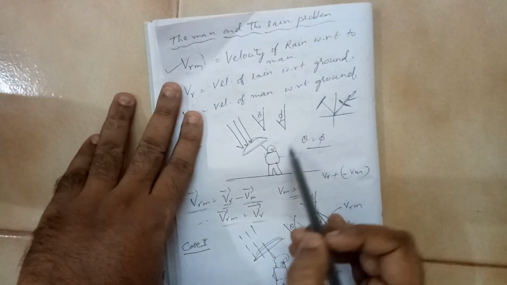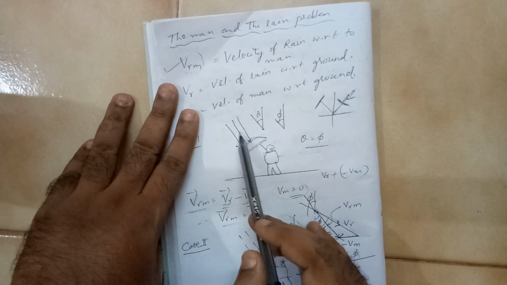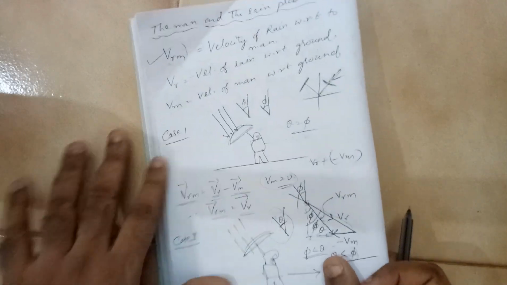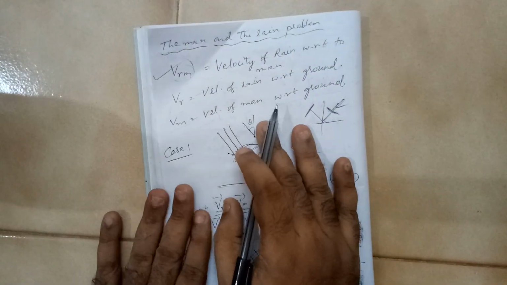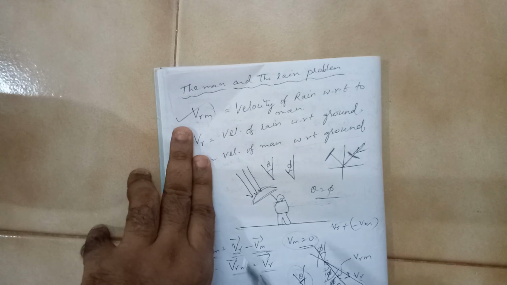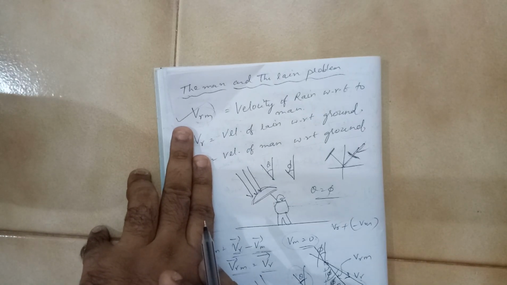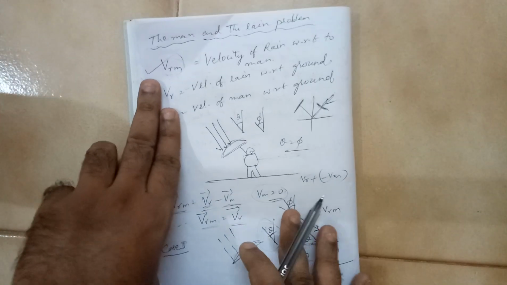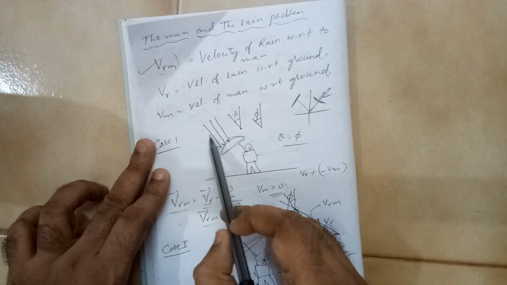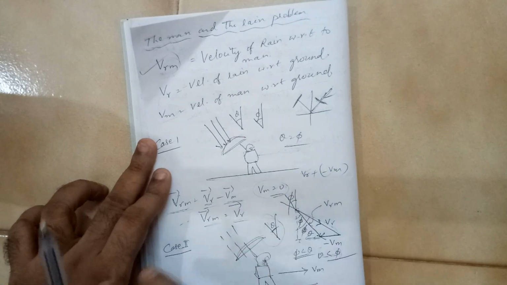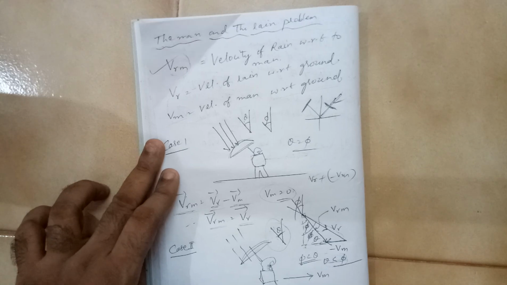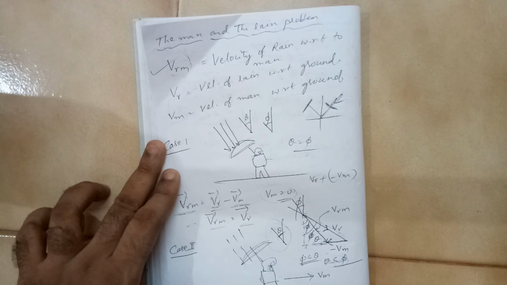We have many times experienced also that when it is stationary you have to hold the umbrella in the direction where it is falling. In this whole situation, whether it is a man and rain problem or a cyclist and rain problem, the approach is the same. So in this whole discussion we are saying that this is the velocity of the rain when there is no wind movement. We are assuming that it is still air.